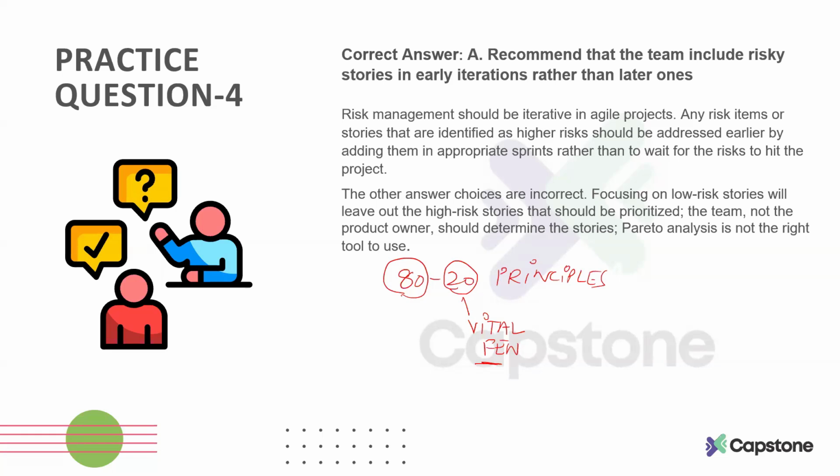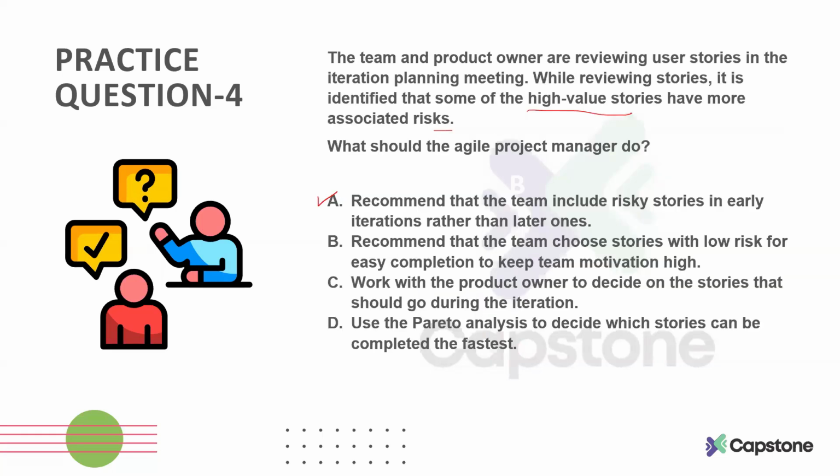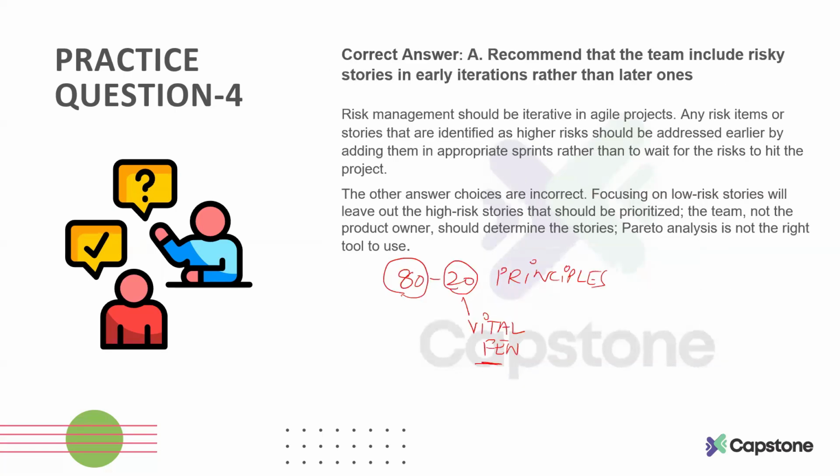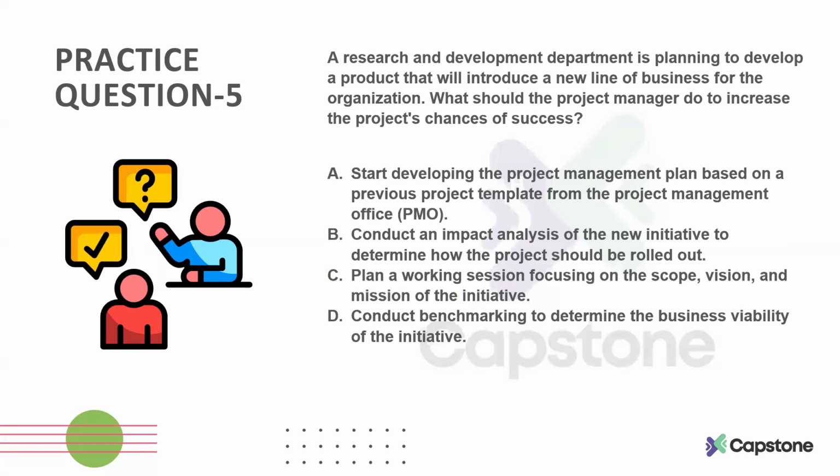So this is an important point to remember from an agile perspective: if you have any user stories which the team feels are risky, with some risk or complexity around them, it's better to plan them earlier into iterations to develop the understanding rather than deferring them to a later stage. Okay. All right, so let's move to the fifth question.